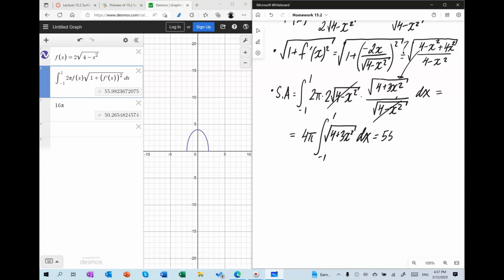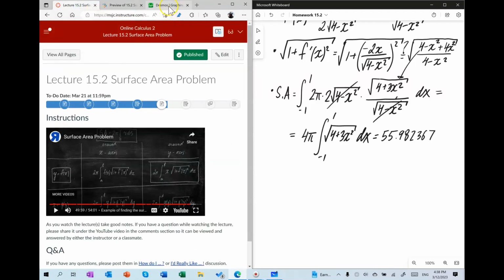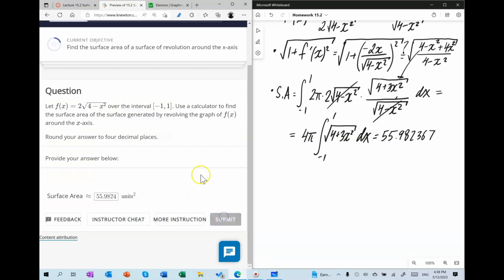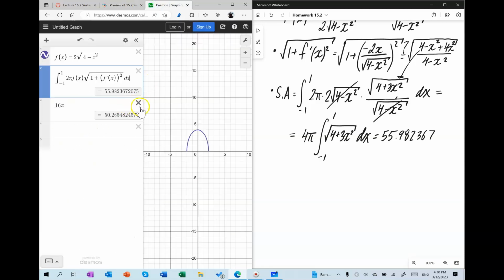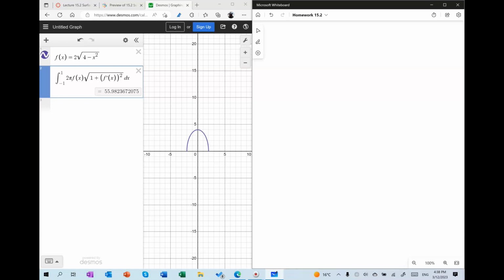It's going to be 55.98236, whatever. And we have to round it, I assume, to 4 decimal places. So the final answer will be 55.9824. But again, pay attention to how we set it up. Actually, we didn't actually have to find the derivative. We could have asked Desmos to do it all for us. And this was number 5. Let's move on.